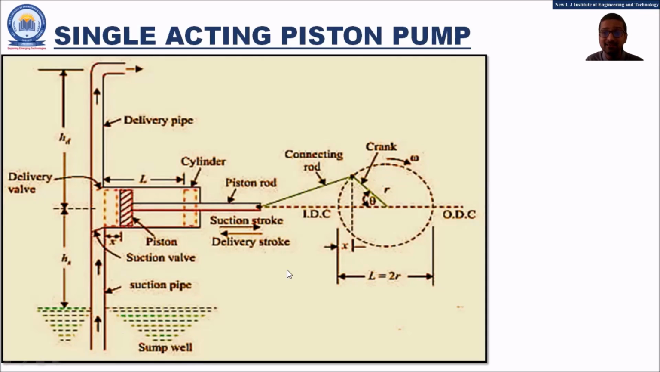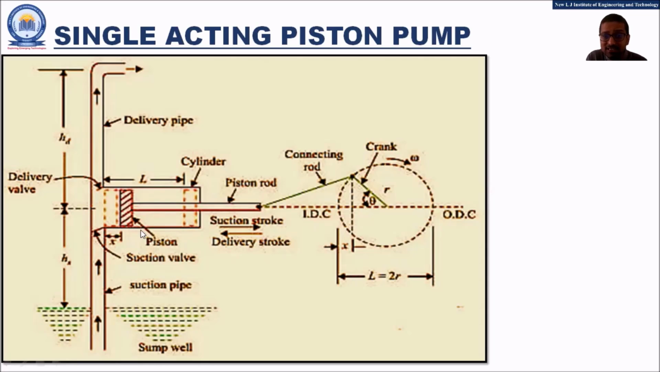So now let us understand the second stroke, that is known as the backward stroke or the delivery stroke. In this stroke, now the crank will be rotating from 180 degree to 360 degree. The remaining rotation of the crank will be taking place. The piston which is initially at this position will be moving back to its original position. So the piston will be moving from right to left as observed in this direction arrow.